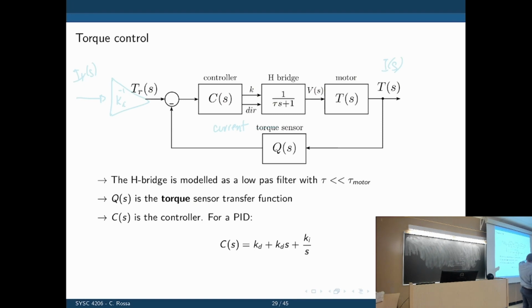The output is a voltage. Voltage goes to the motor. We have a torque or current sensor, and that goes back to the input. C of S is the controller. In this case here, we chose to use a kind of controller is that? A PID controller. Derivative, this should be Kp, Kd, and Ki. Right? Integral of the error, derivative of the error, and proportional to the error itself.